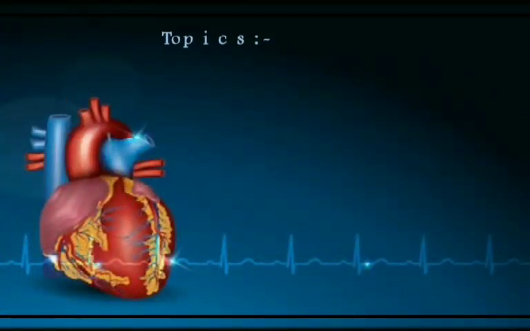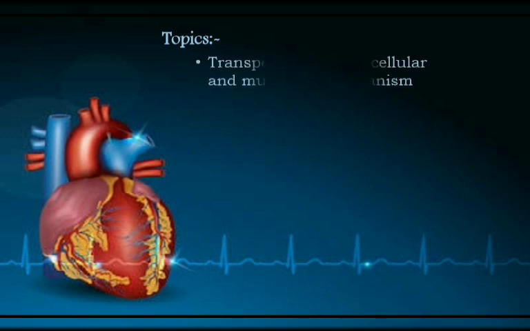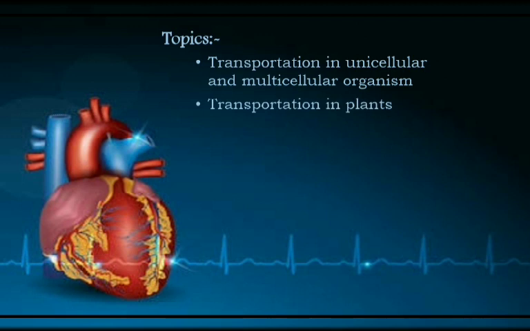So the topics that we are going to cover in this lecture: number 1, transportation in unicellular and multicellular organisms. Unicellular, that you all know, are all the organisms which are made up of a single cell, that is amoeba, paramecium, euglena, yeast. They are the unicellular organisms. Transportation in plants, we have to discuss the xylem and phloem.